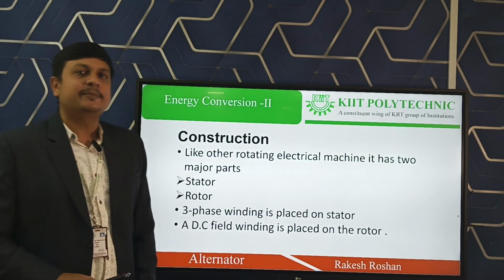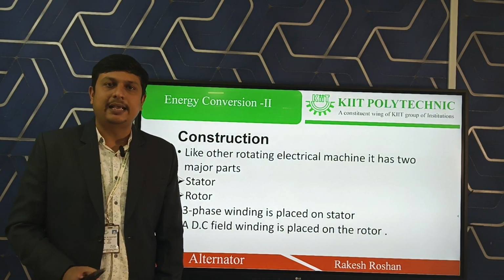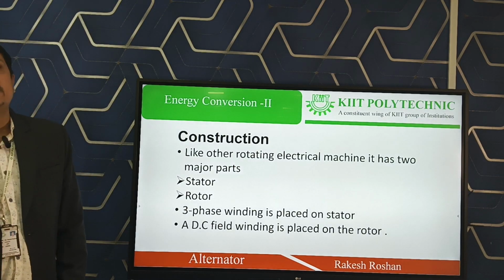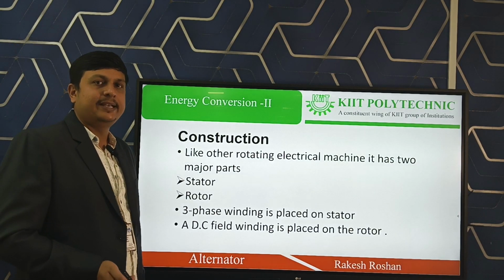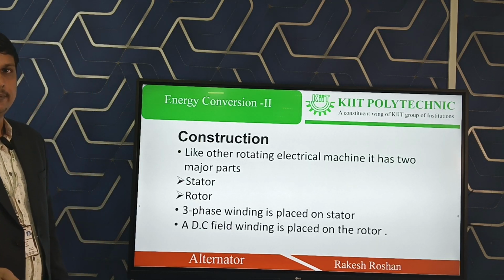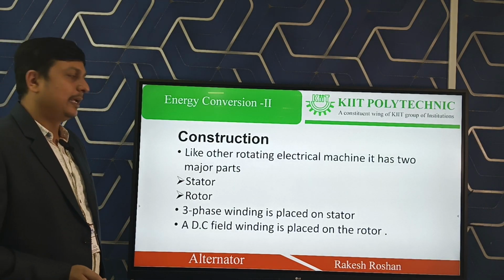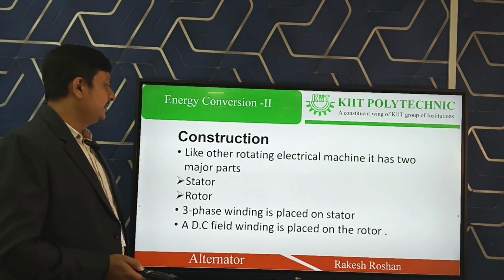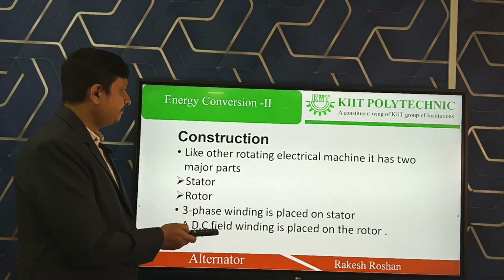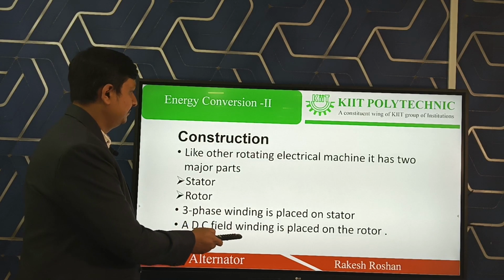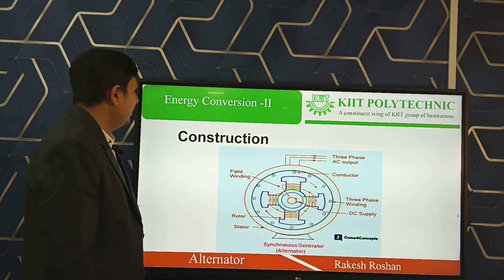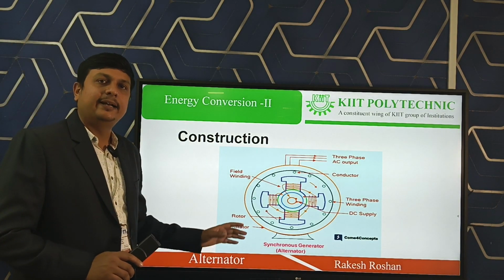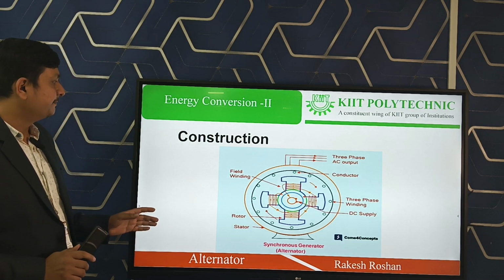Like other rotating machines, alternator also has two major parts: one is the stator, another is the rotor. The stator houses a three-phase star-connected winding, and the rotor has the DC field winding. This diagram gives an elementary idea about construction of alternator.